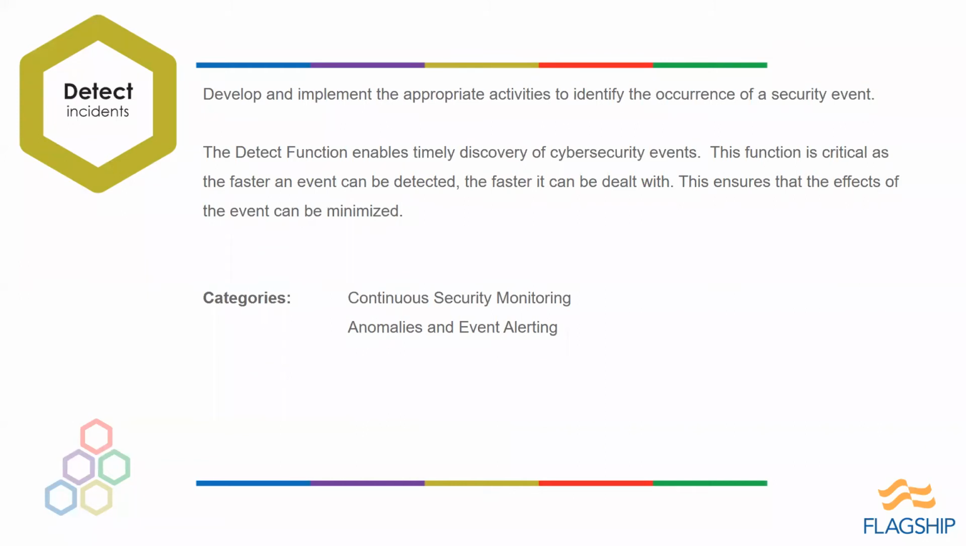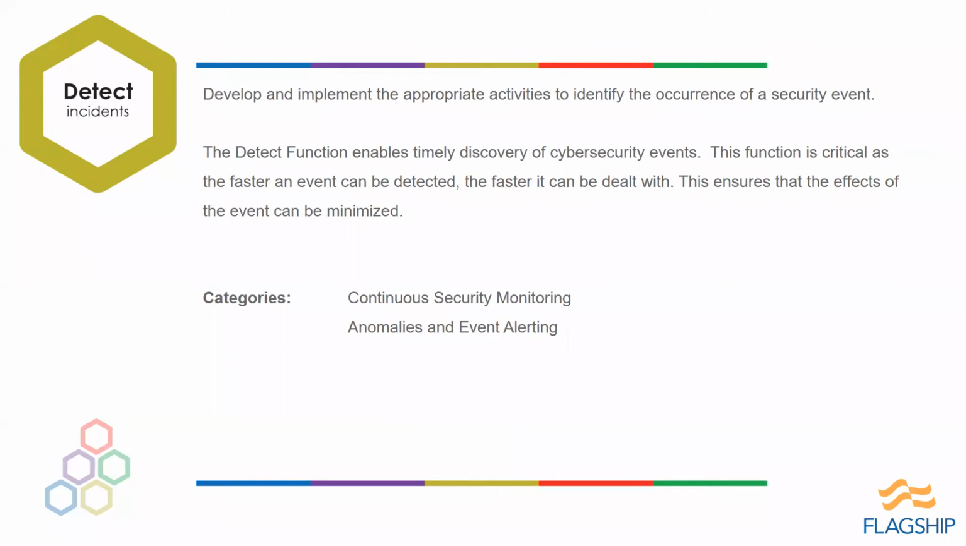So we're going to move on to detect. In this function, we develop and implement the appropriate activities to identify the occurrence of a cybersecurity event. So with this function, this enables timely discovery of events. And this is critical because the faster an event can be detected, the faster it can be dealt with. This ensures that the effects of the event are minimized.